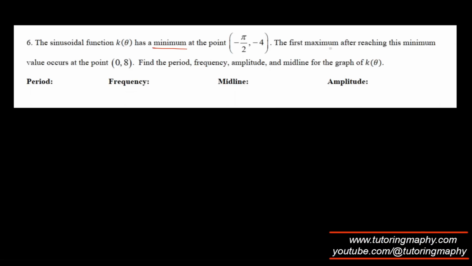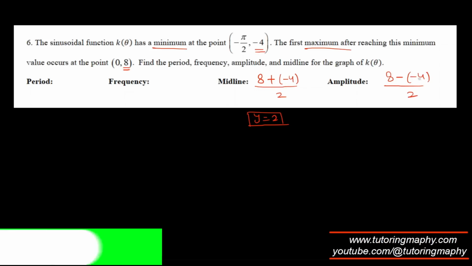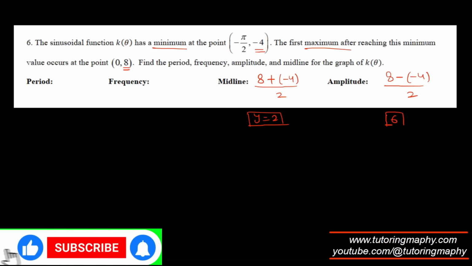Here the minimum is given and the first maximum is also a similar concept. So we know that the minimum is -4, maximum is 8. So midline is maximum plus minimum over 2. So 8 minus 4 is 4. 4 over 2 is just 2. So y is equal to 2. And the amplitude is maximum minus minimum over 2, which is 12 over 2, which is just 6.